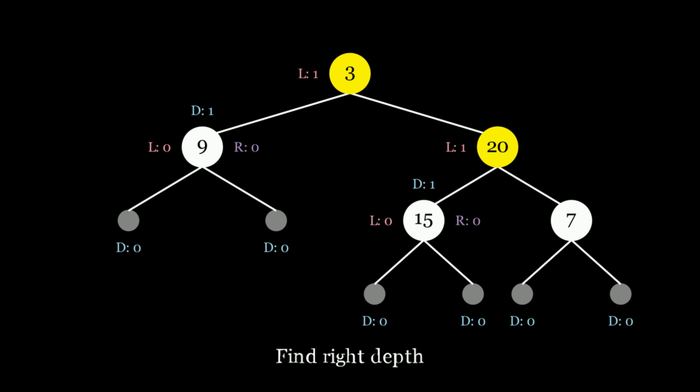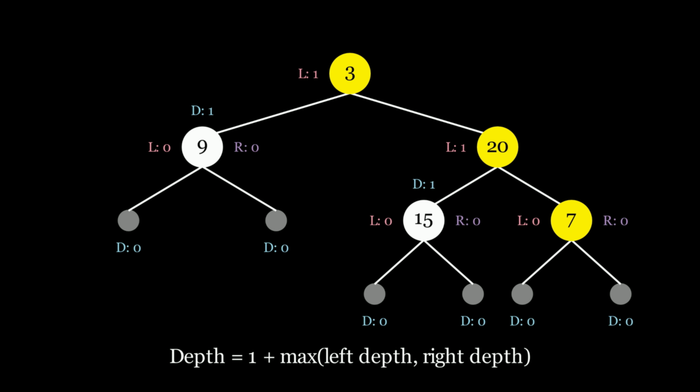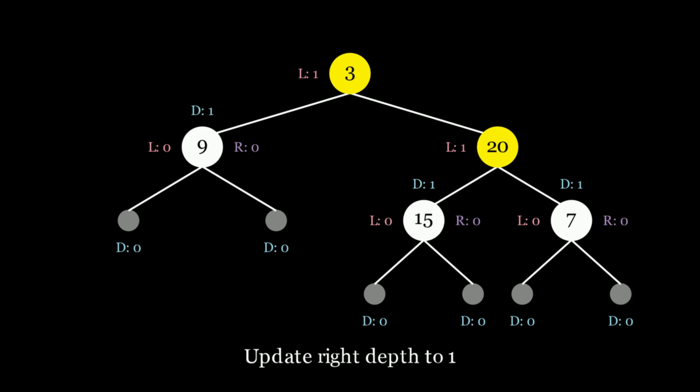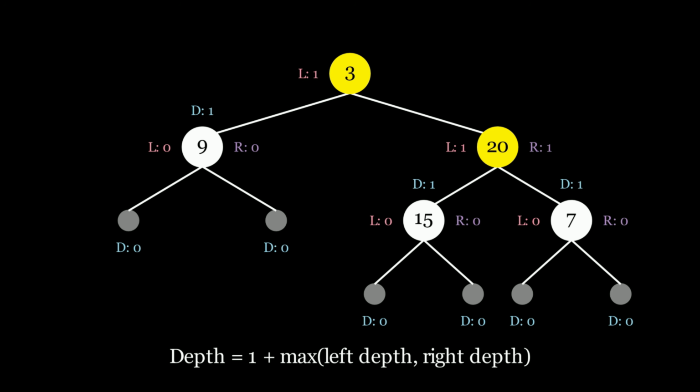And at node 20, we now need to know the right depth. So let's go to node 7. We're going to do the same exact thing that we did for 9 and 15. So find the left depth, which is 0. And we're going to put that in the graph. And then let's go to the right node, or the right depth. And that's also 0. So let's add it into our diagram. And the depth at node 7 is 1. So let's put that in there as well. And then let's return that value as node 20's right depth. So we have 1. Now this is where things get interesting.